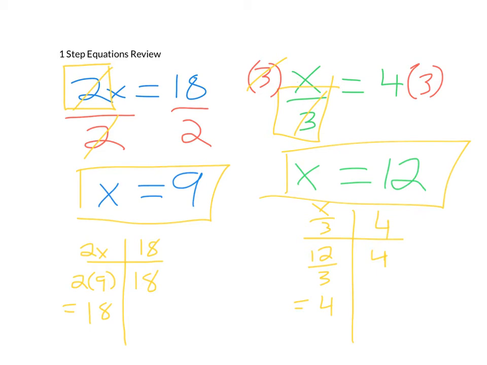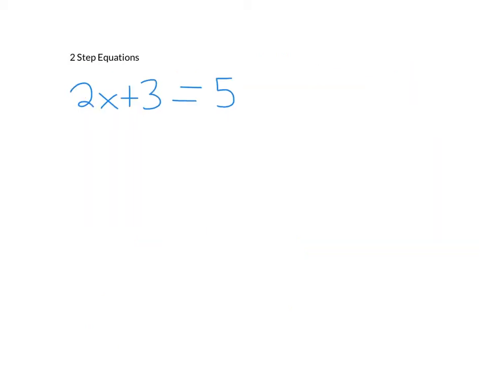So the reason we did this review was to go over how each individual operation gets canceled. We're now going to look at questions that have 2 steps to them, so 2 different operations that we have to deal with. Our first question is 2x plus 3 is equal to 5. So we have addition of 3 and we have multiplication by 2. And we need to go about simplifying and solving this question.